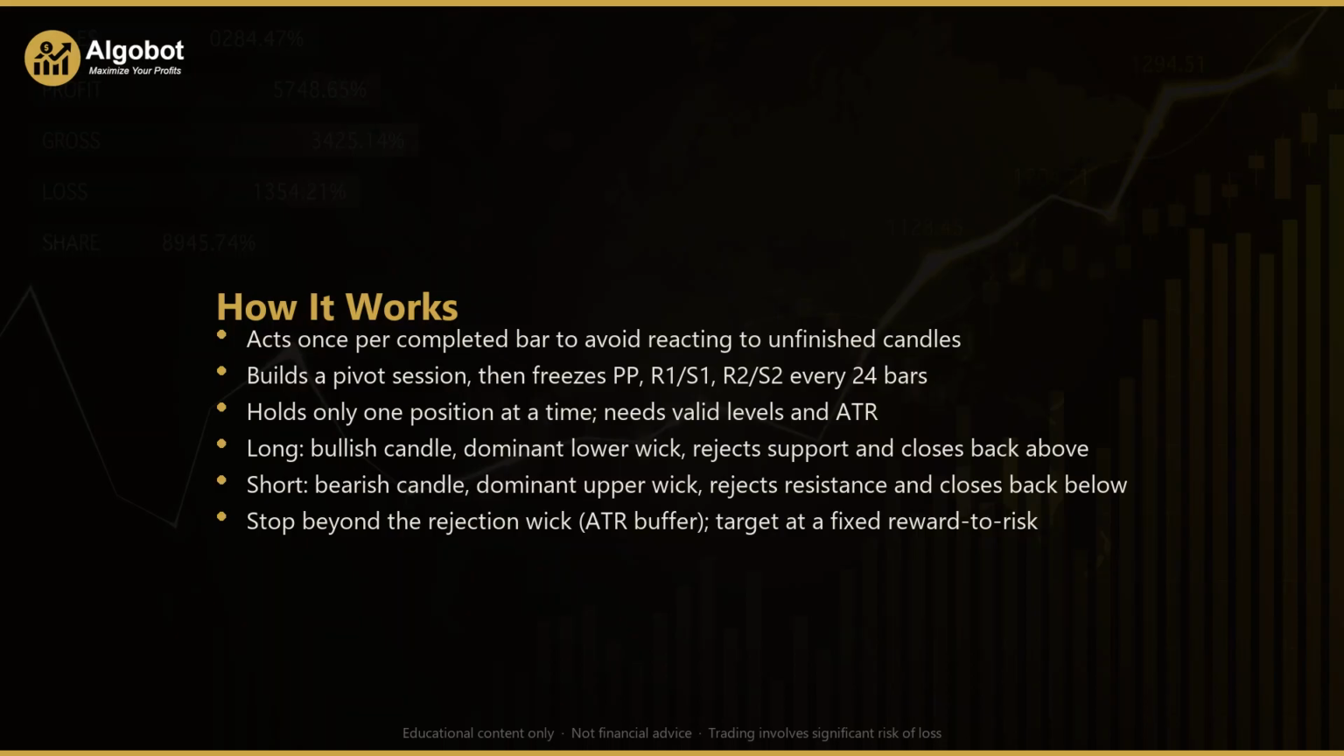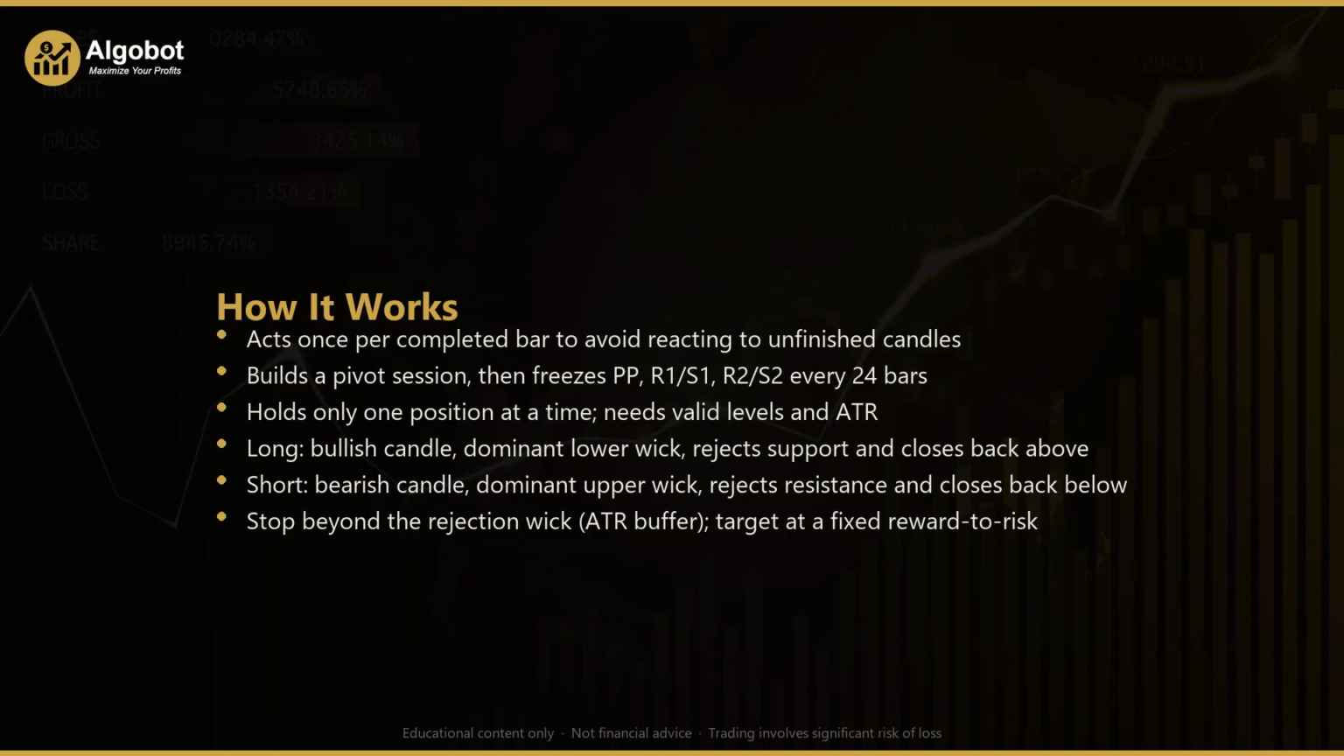Next comes the filter for a trade. The strategy only holds one position at a time for its magic number, so if a trade is already open, it simply waits. It also needs a valid set of pivot levels and enough bars to compute the average true range, or ATR, which measures recent volatility.